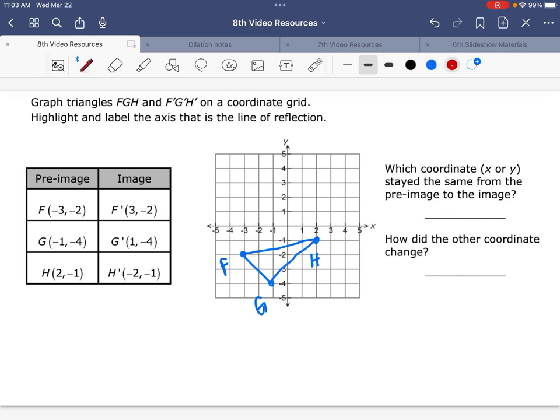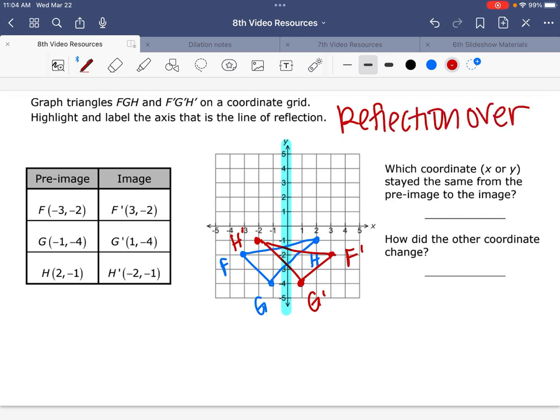And then F prime is at 3, -2. G prime is at 1, -4. And H prime is at -2, -1. So we want to highlight and label the axis that's the line of reflection. So this one is a little different than what we just looked at, because now I'm not flipping this over the x-axis, I am flipping this over the y-axis. So this is a reflection over the y-axis.